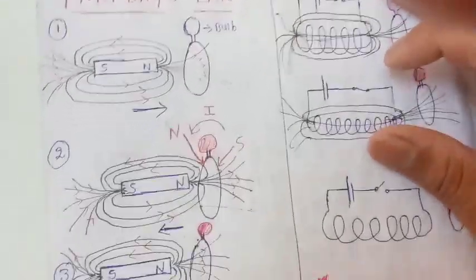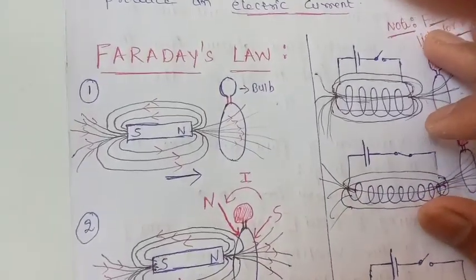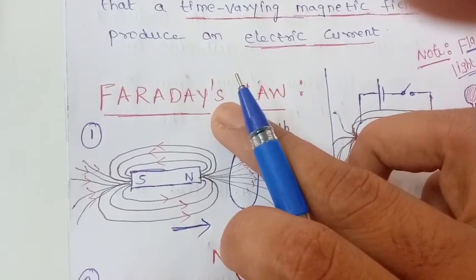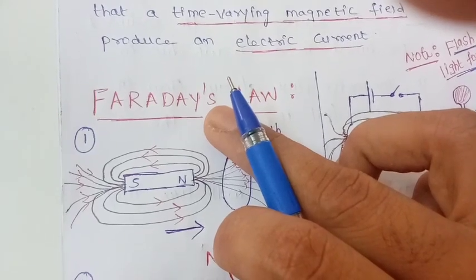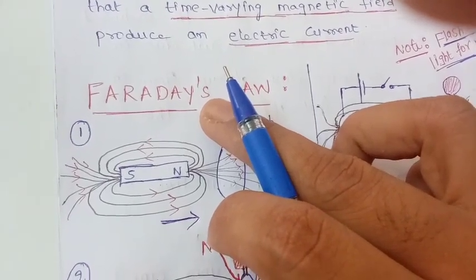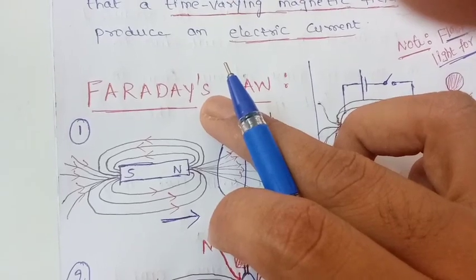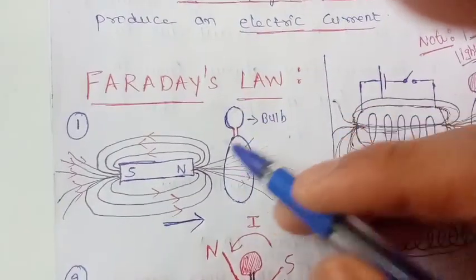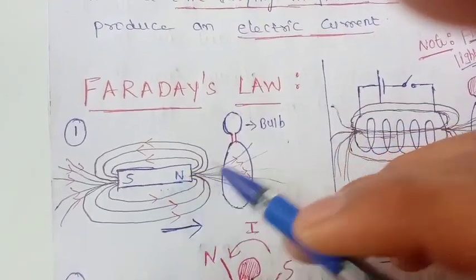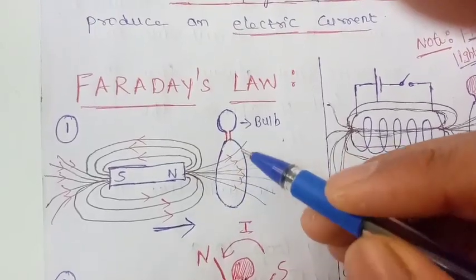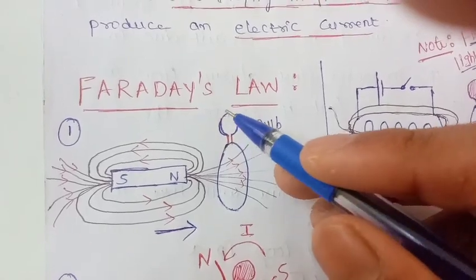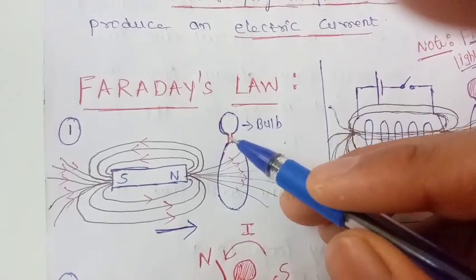First of all we will move to the experiment of Faraday's law. This can also be called Faraday's law of electromagnetic induction. Once again I'm repeating, guys, these figures are not necessary from your external exam point of view. This is only for your understanding. Faraday considered a permanent bar magnet and a coil here.